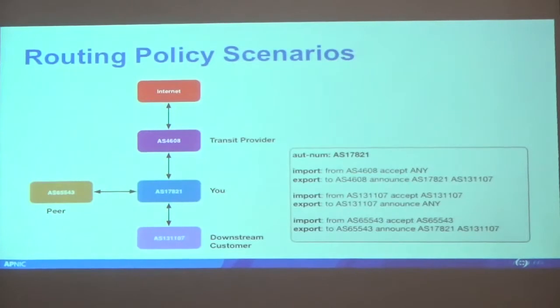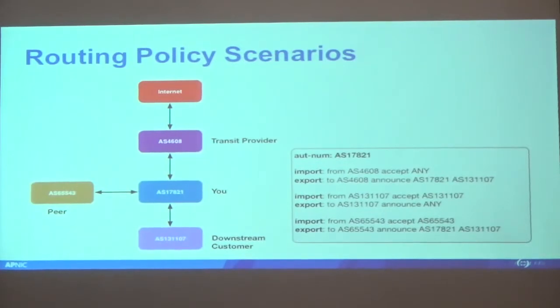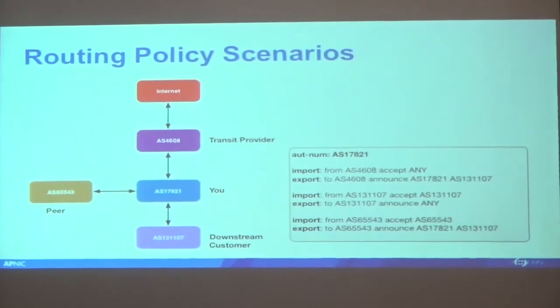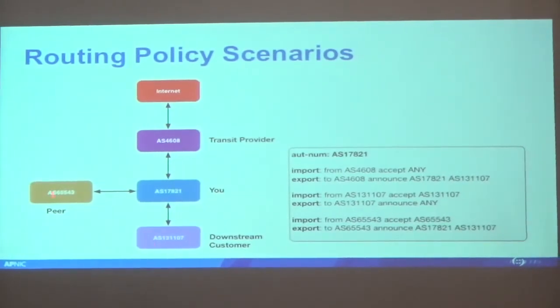Anyone else from the world can connect to you via AS4608. Yes, exactly. So everything goes via AS4608, but must reach your network and your customer's network. Very good. Is that clear enough? Next, how about for this peer?